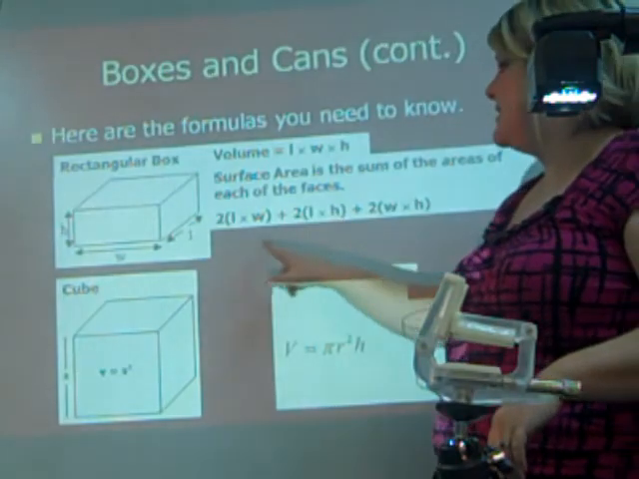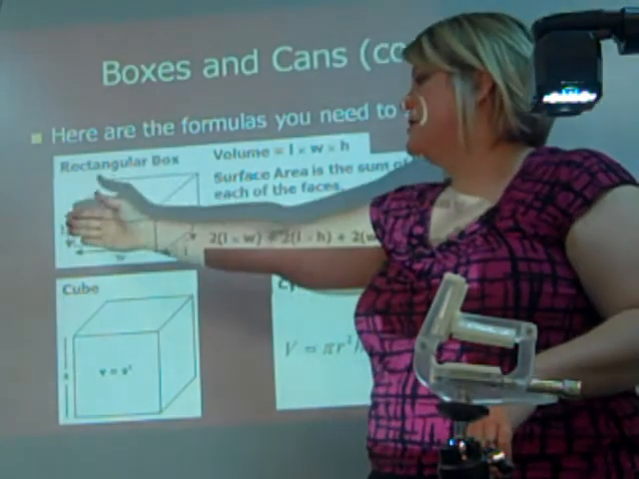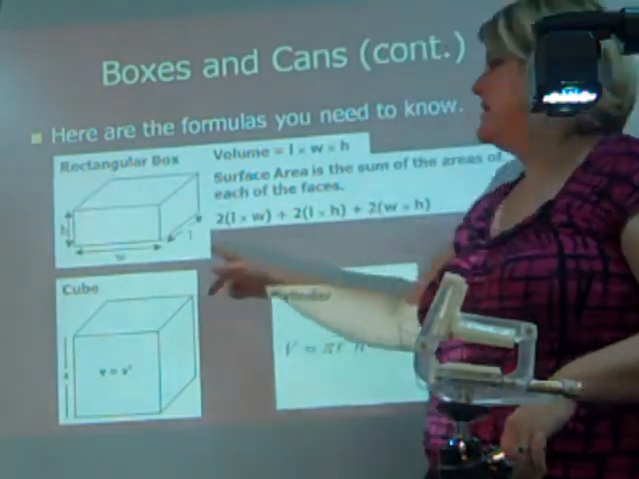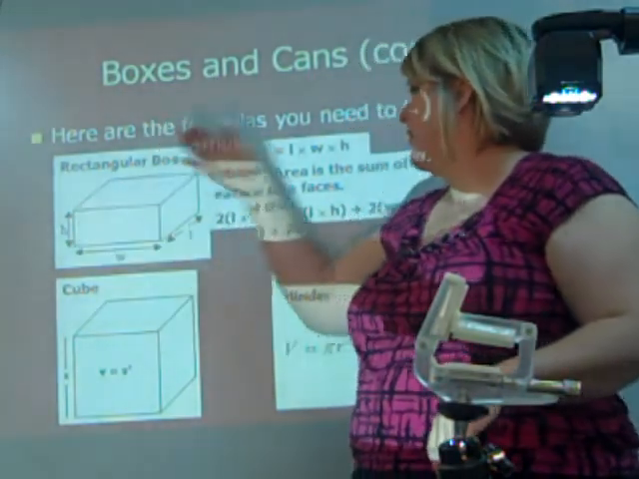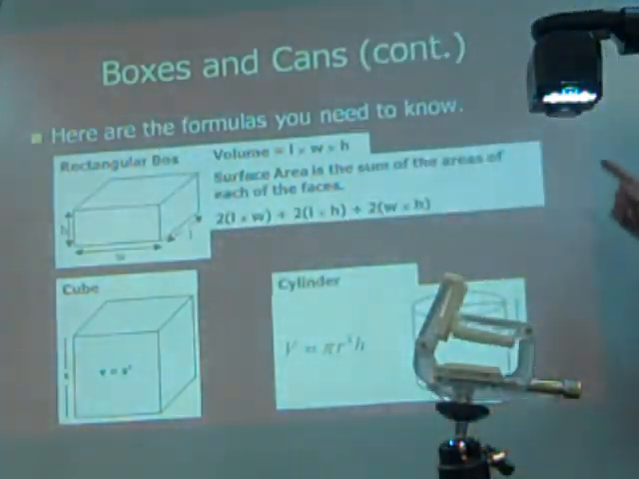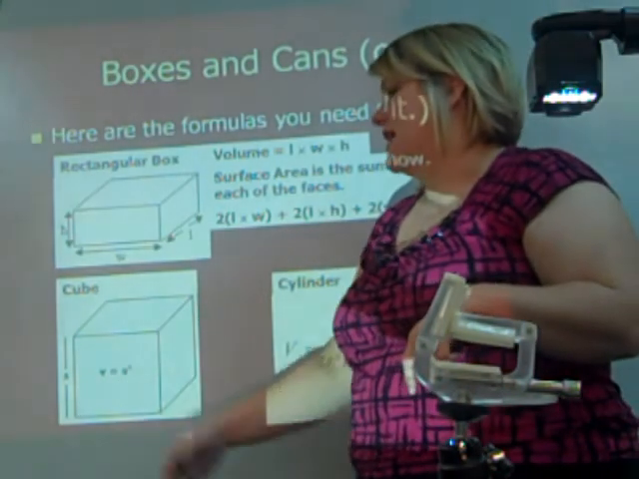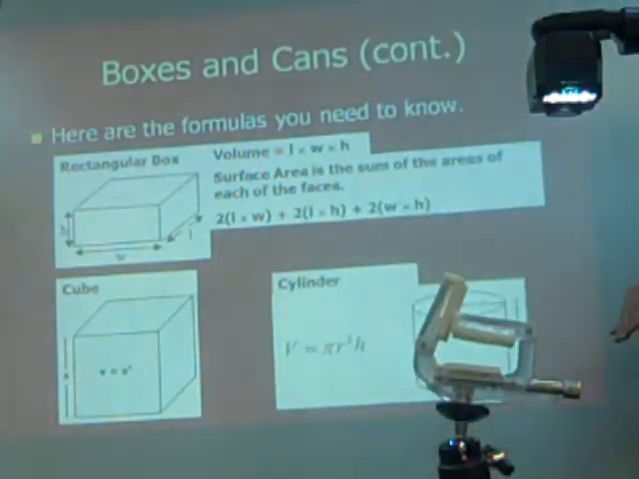You have two faces that are the length by the height, that's the two sides. And then two faces that are the width by the height, that's the front and the back. So a total of 6 faces. You just pair up all the dimensions. A cube, the volume is just side cubed because all the dimensions are the same in a cube.